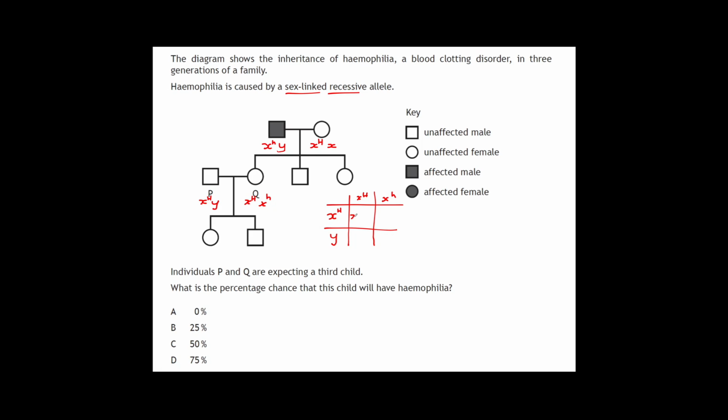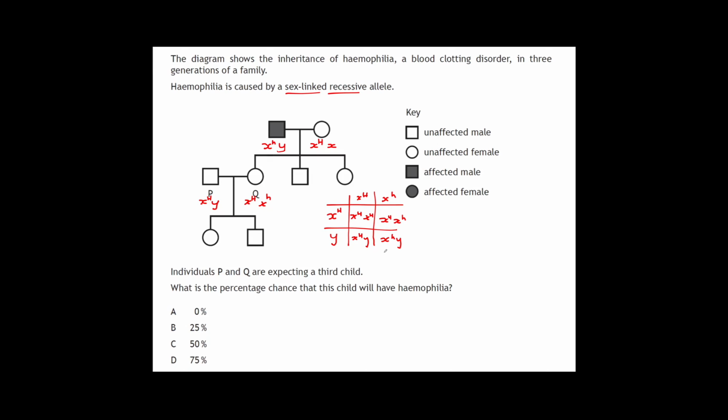So we get X capital H, X capital H there. We get X capital H, X lowercase h. Okay, so we've got a carrier. Here we've got X capital H, Y. So that's an unaffected male, and X lowercase h, Y. So we've got an affected male.